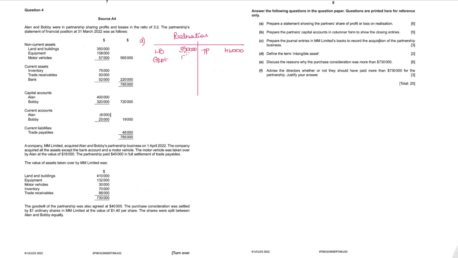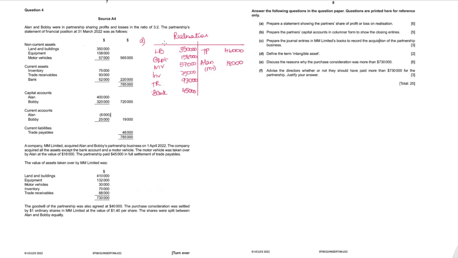equipment, motor vehicles, inventory, and trade receivables, 93,000. Then they tell you that Allen had taken over motor vehicle, that will come here on the credit side, 18,000, and they tell you that the firm had paid trade payables at 45,000, so that will be recorded here on the debit side, 45,000.